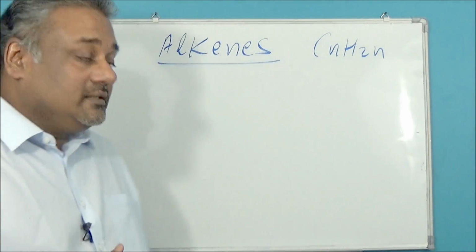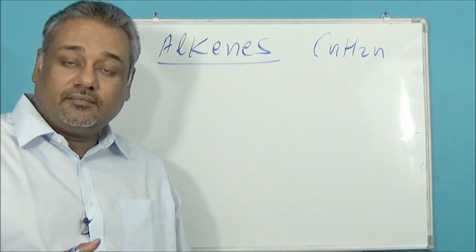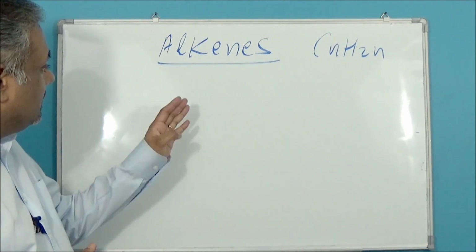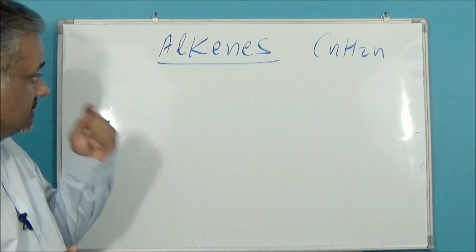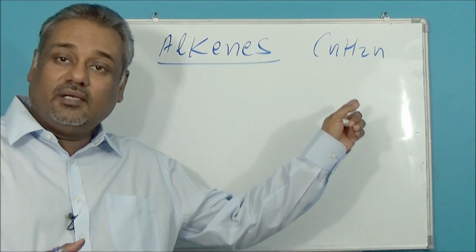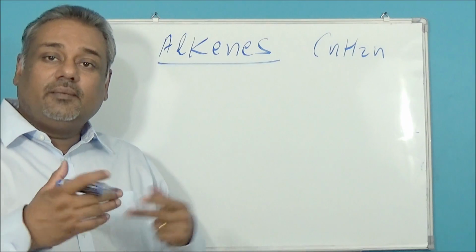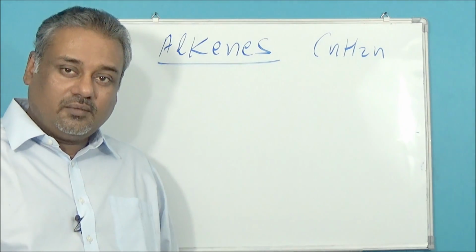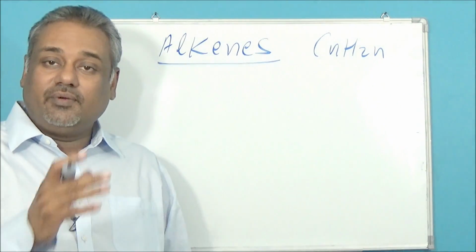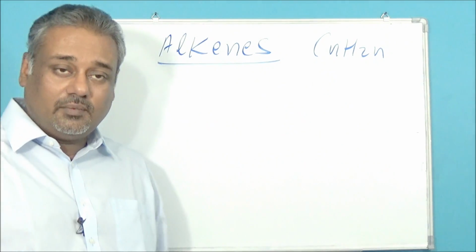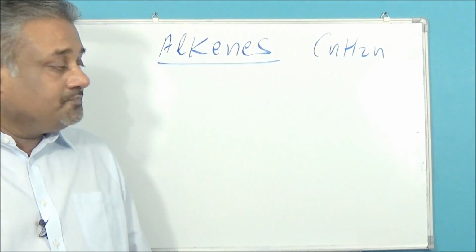Now let's have a look at another homologous series, alkenes. Alkenes are hydrocarbons and they have a general formula CnH2n. They're basically called unsaturated hydrocarbons. They usually have a double bond between carbon and carbon. They can have more than one double bond, but at least one should be there.